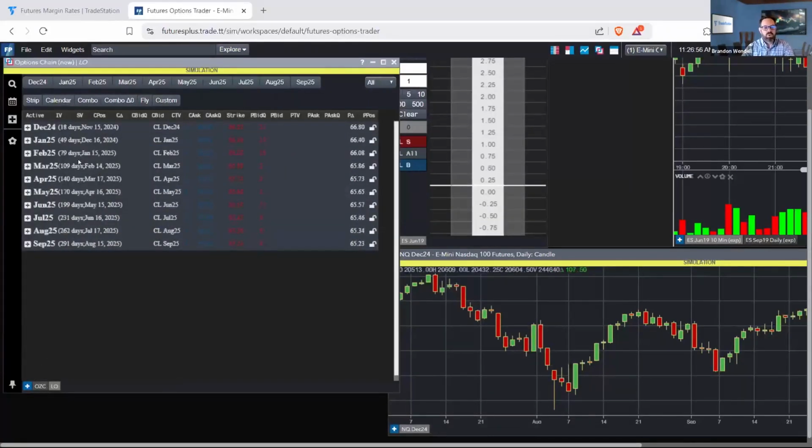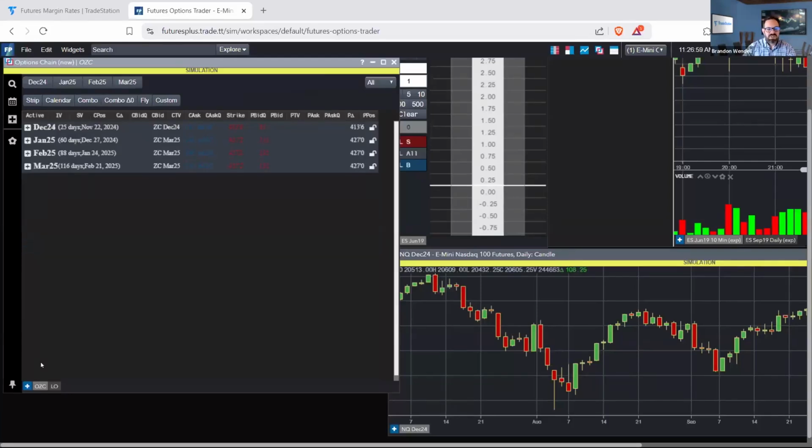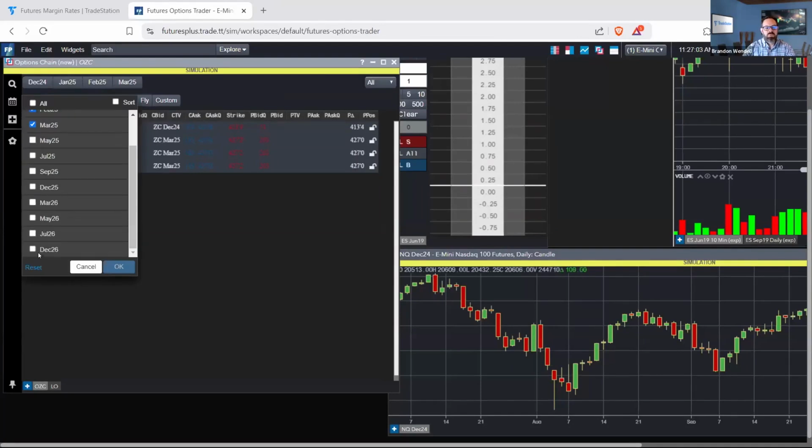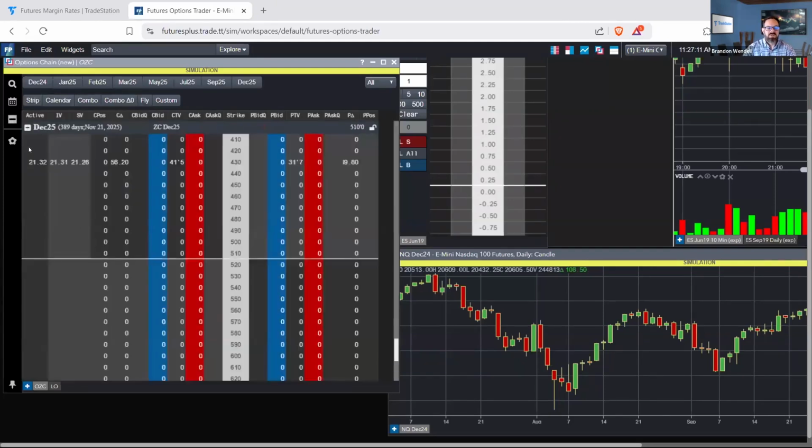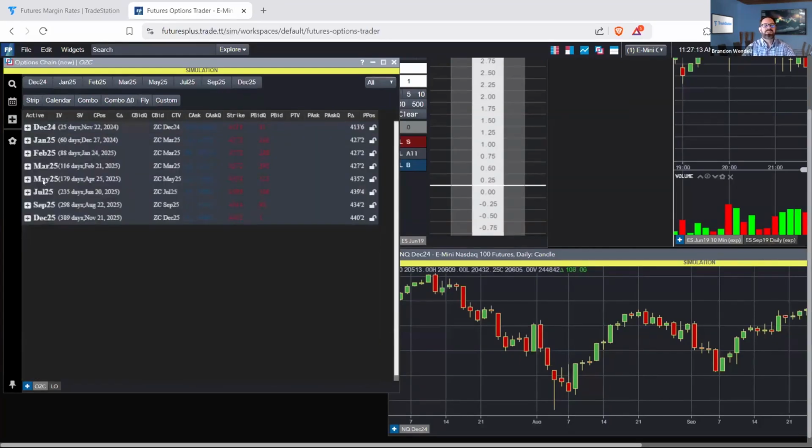Same thing, if I go back to corn, there it is, OZC. I will hit the little calendar here, and you can see I have plenty more months available all the way to December of 2026. I'll just bring in a few more just to show something here. Now, those months that I'm selecting are the months of expiration for the options contracts.